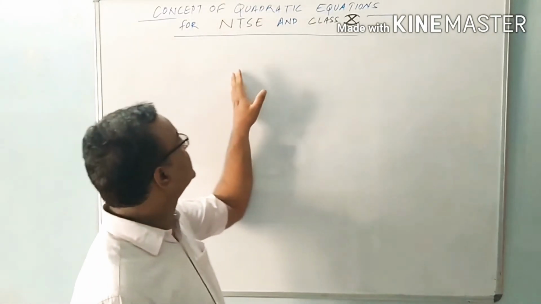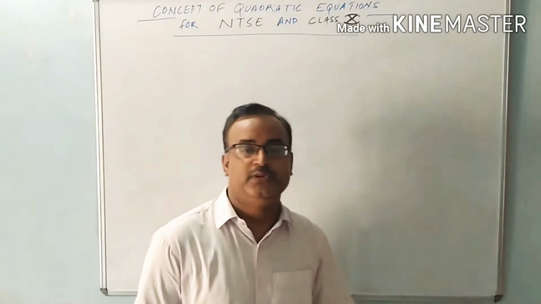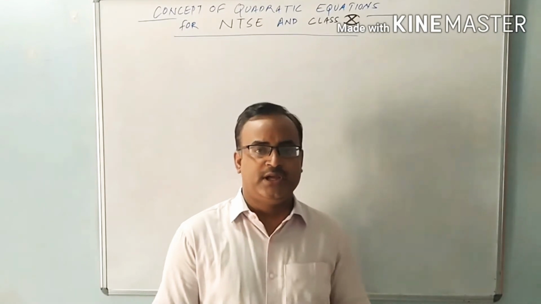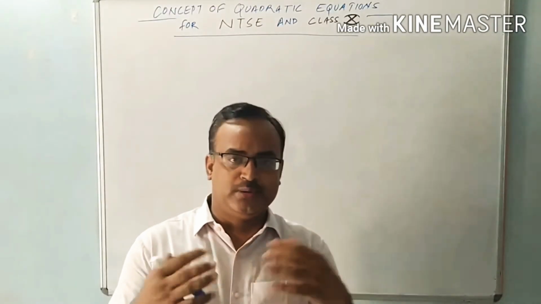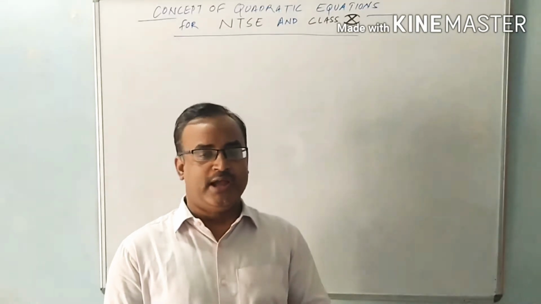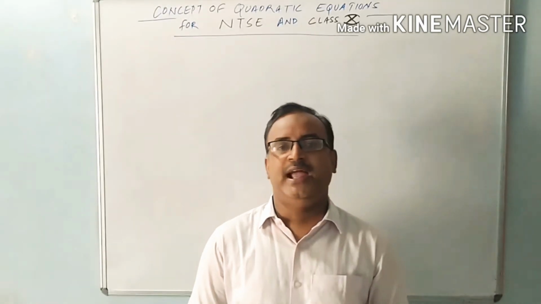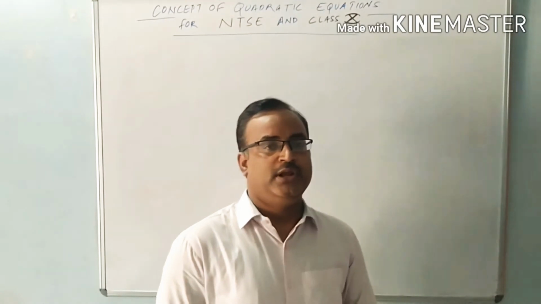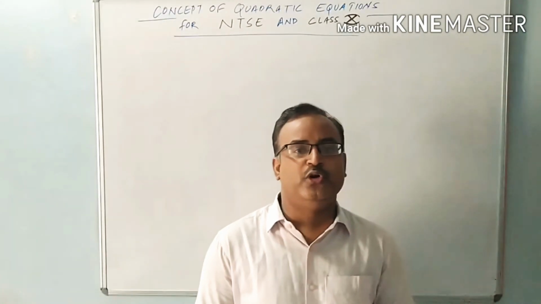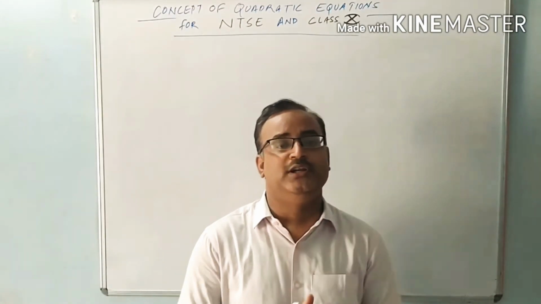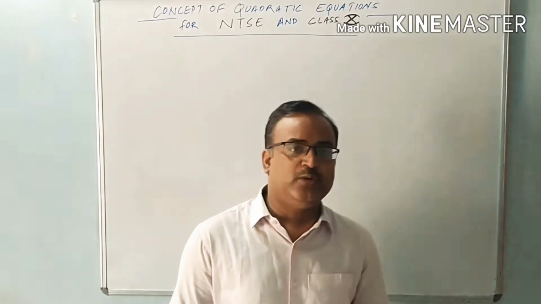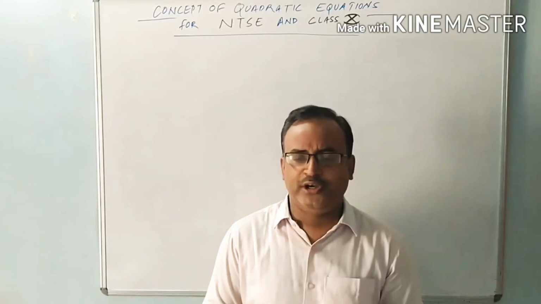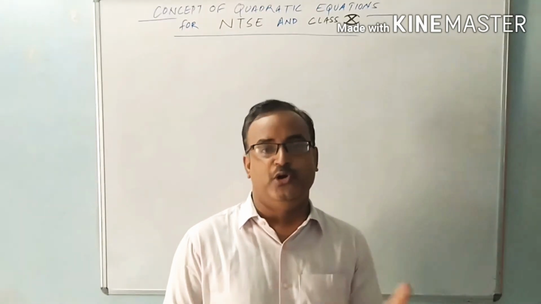Here I am going to discuss quadratic equations. You know polynomials: there are many types of polynomial according to the number of terms and the power of the variable. If there is only one term, it is called a monomial. If two terms, then it is called a binomial. If the number of terms is 3, then it is a trinomial. If more than 3 terms, then it is called a polynomial.